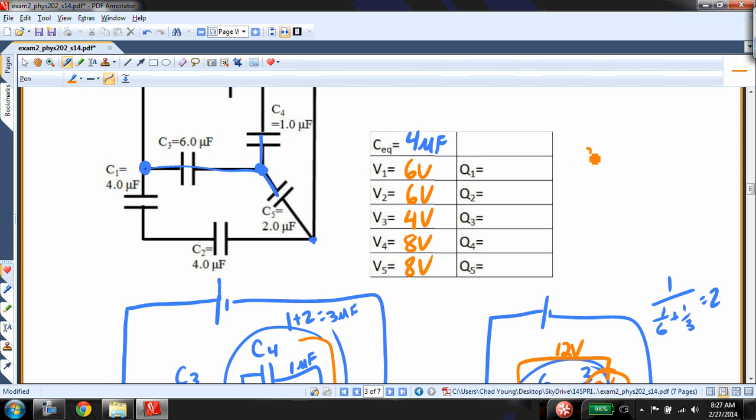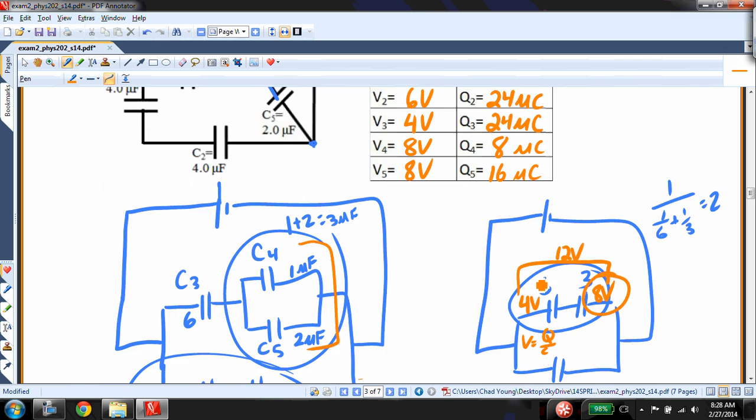For each of these, I'm just going to say, for example, C1 V1 is equal to Q1. C1 was 4. 4 times 6 is 24 microcoulombs. For C2, it's likewise going to be 24 microcoulombs. For C3, which was 6 microfarads, 24 microcoulombs. And we get 8 and 16 here. Just multiplying the voltage times the capacitance of those individual capacitors.